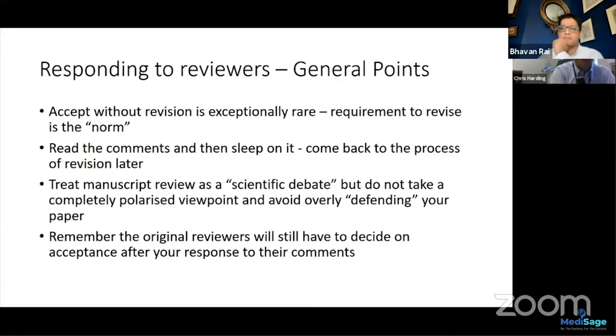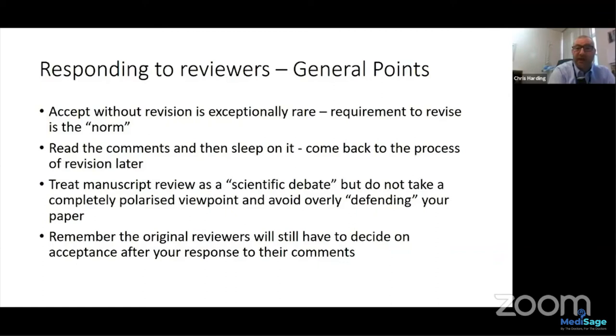There are some general points to address on the topic of responding to reviewers. The first one we need to realize is that accepting without any revision is very, very rare indeed. There is almost always a requirement to revise the manuscript. So you must take any request for revision as being the norm. The usual way I approach it is to have a look at all of the reviewers' comments, and then I tend to sleep on it, as it always kind of makes you cross when you read the reviewers' comments, as of course you think you've submitted the perfect manuscript, but it's good to go away, sleep on it, and come back to the more widespread process of revision a bit later on.